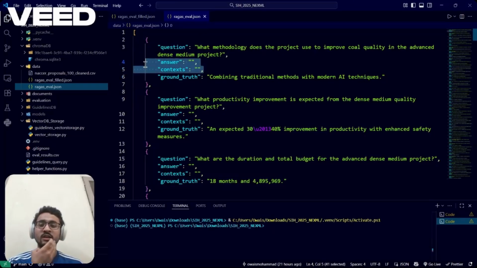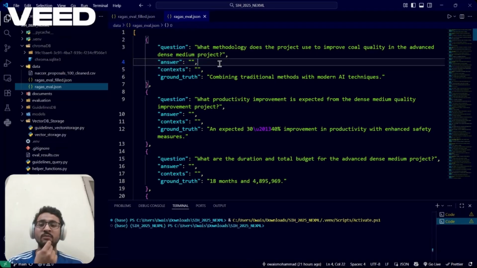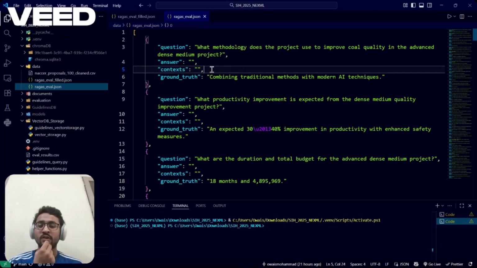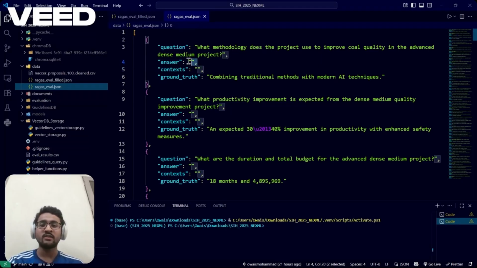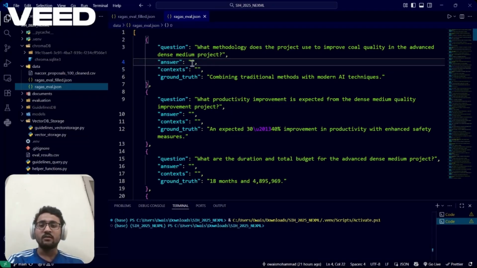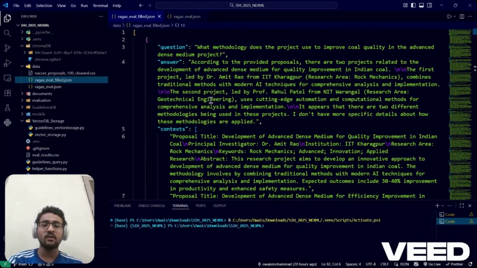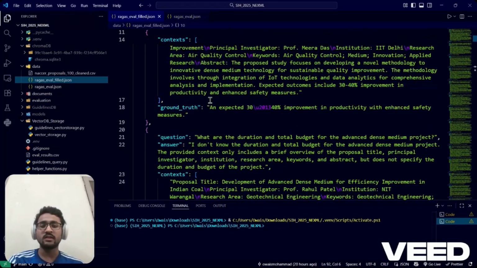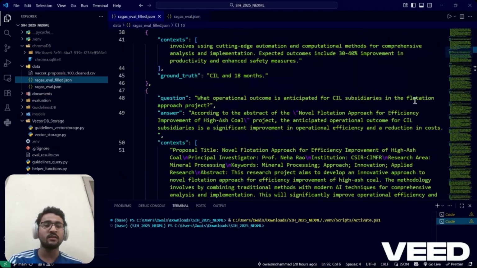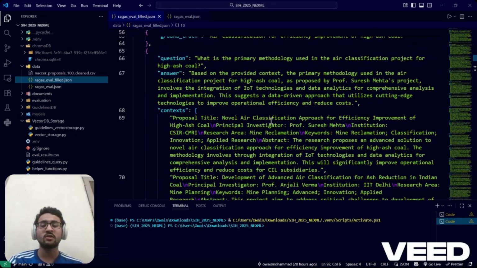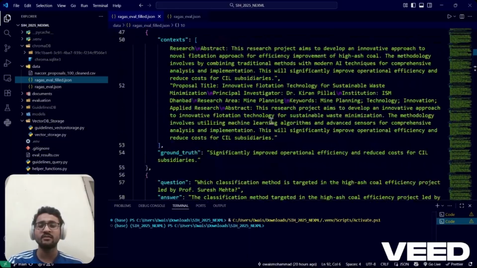So initially, the answer and context part of this data was empty, and we used a RAG pipeline to store the retrieved context for each question. In this part, these were the contexts which were retrieved from the vector database, and the answer was the output given by the LLM. And once we did this, the dataset looked something like this, and this had 45 entries. This dataset for evaluation of our RAG pipeline had 45 entries.